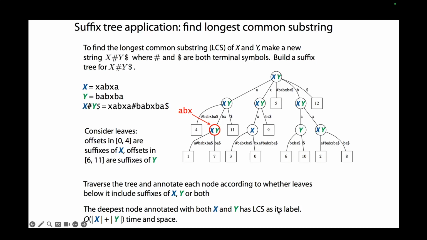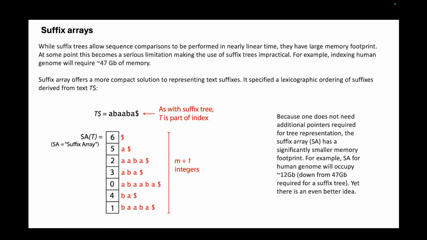The deepest node is the node which is closest to the leaf of the tree, and that has the LCS as its label, and it uses linear time and space, which is actually pretty good.